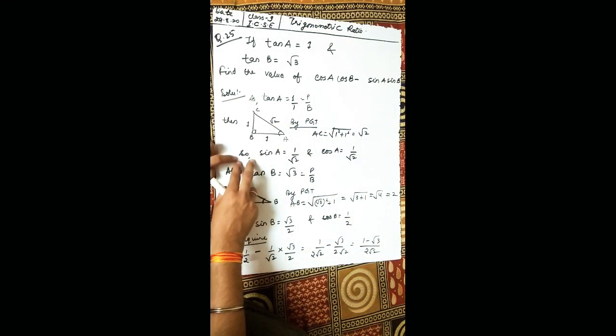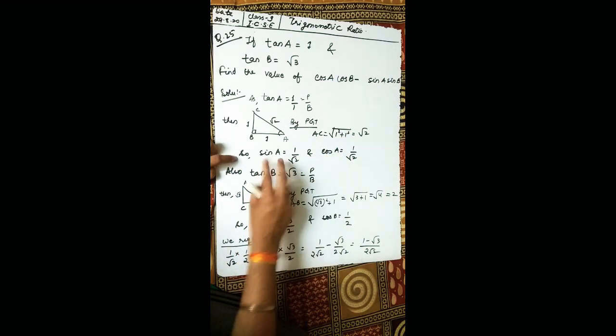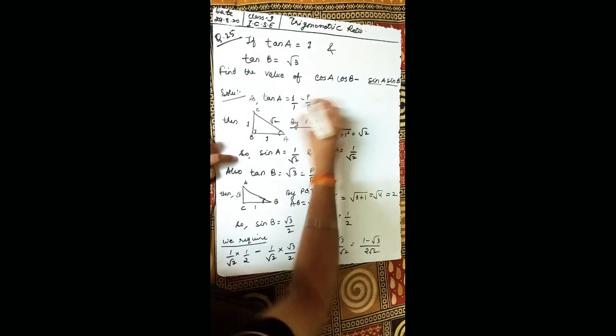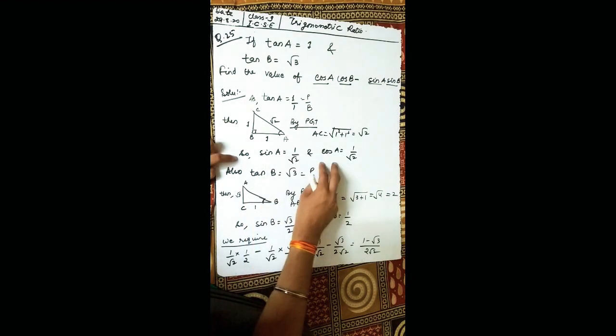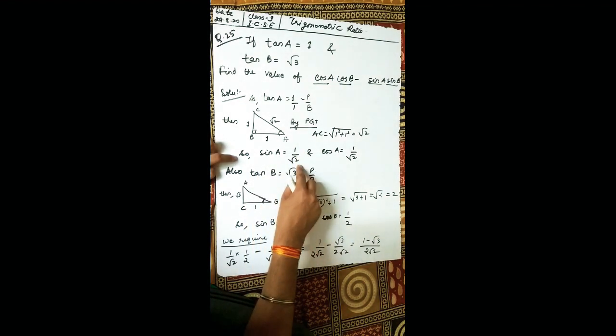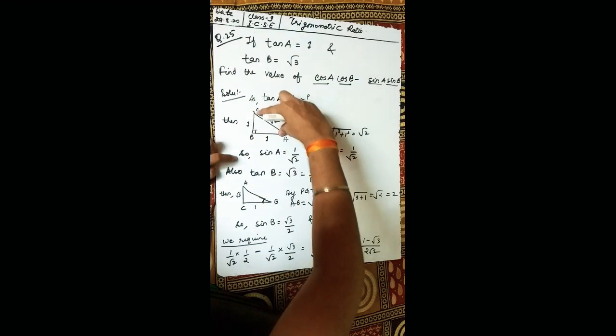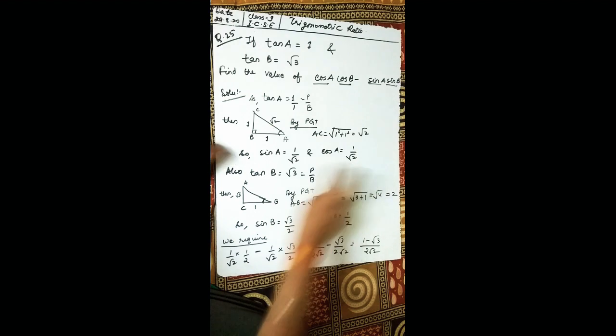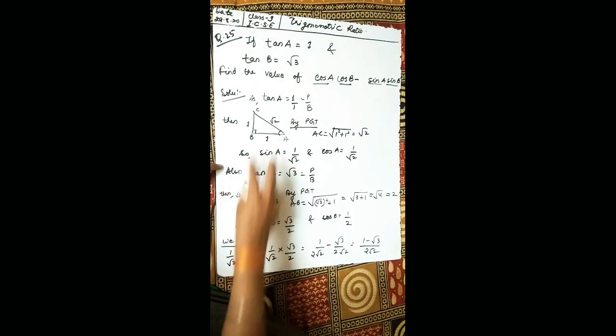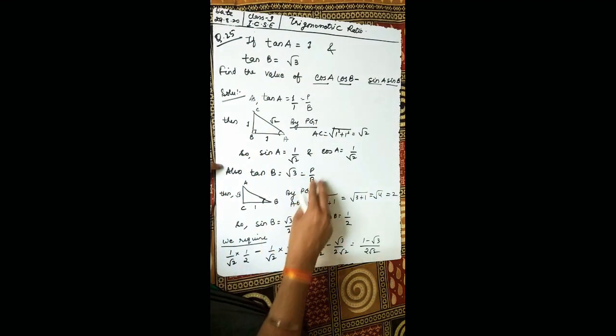So from here, find sin A and cos A, because we need sin A, sin B, cos A, cos B. So sin A and cos A, you just find from this one. So sin A will be 1 upon under root 2 because it is perpendicular upon hypotenuse, and cos A will be base upon hypotenuse, 1 upon under root 2. Also, tan B is given to us as root 3, which is also perpendicular upon base.